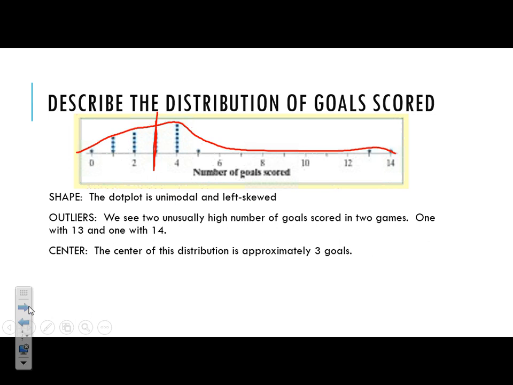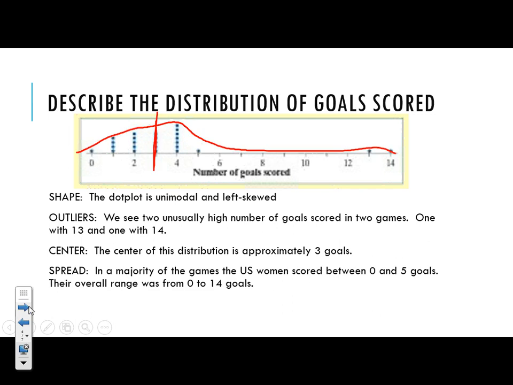And then finally, we have our spread. Now, when I look at this distribution, I want to comment on two things here. In a majority of the games, the U.S. women scored between 0 and 5 goals, right? That's that cluster on the left side of the graph. But their overall range was from 0 to 14 goals, okay?